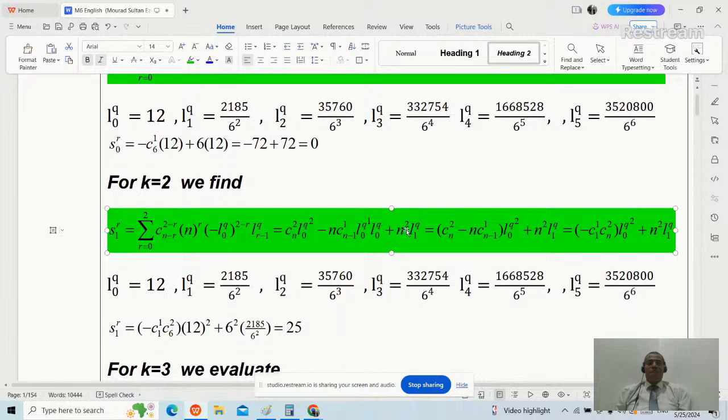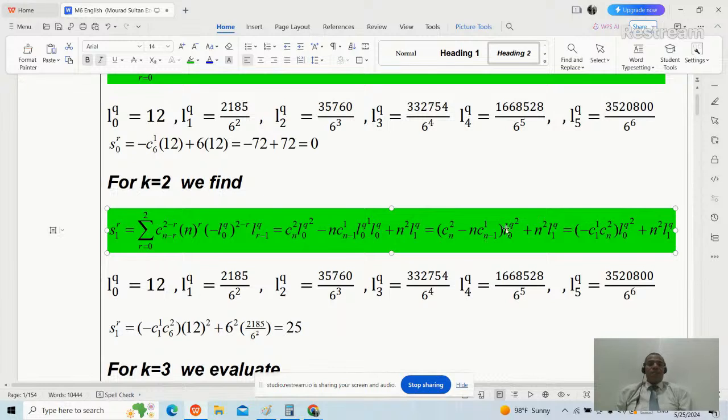Plus n squared times L1 of x over q. You can see that this one is L0 of x over q raised to the power 2, so it is a common factor. I should put it outside the brackets. I want to simplify this as soon as possible.